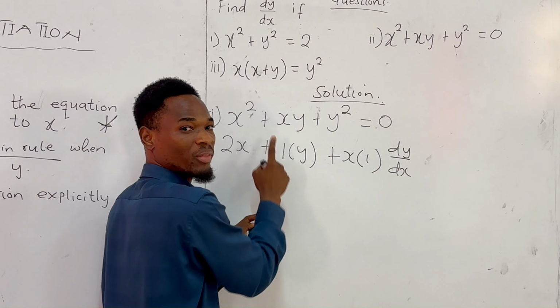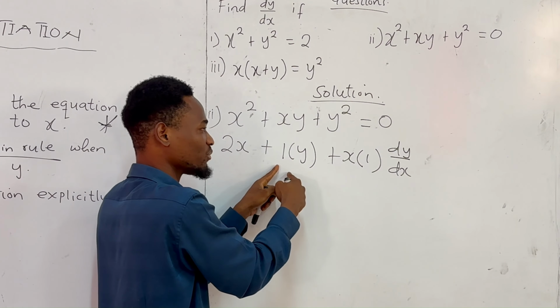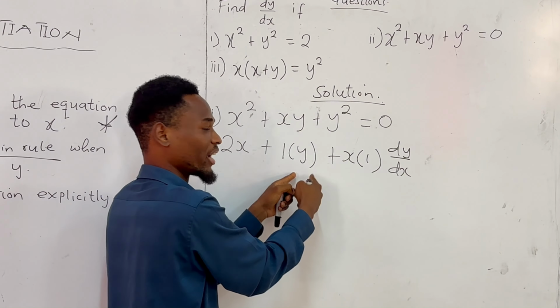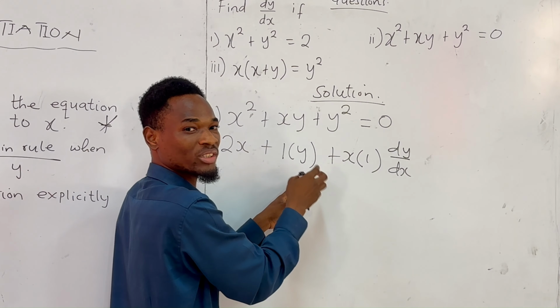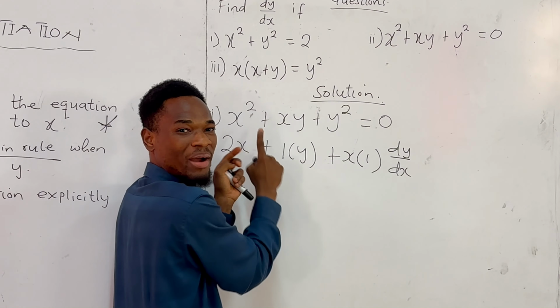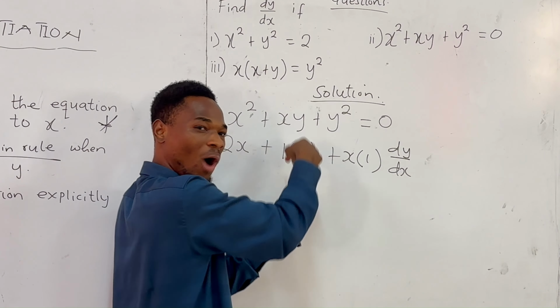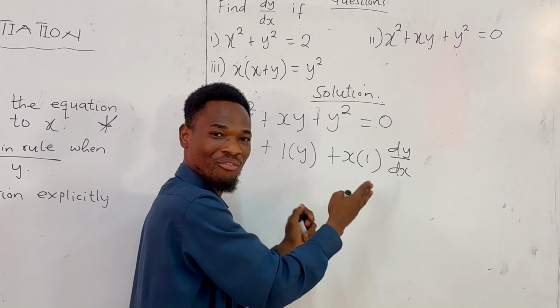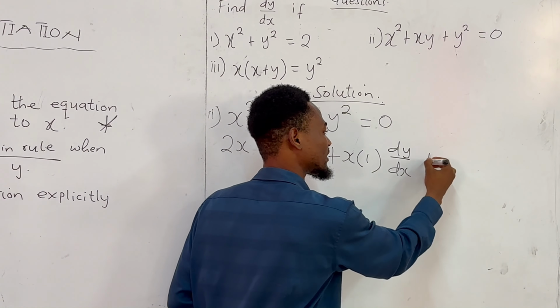In this first case, I differentiated x, so I have 1. Then the 1 multiplies y. So I don't have to add dy/dx because I'm not differentiating y. Then plus, I maintain my x because I'm differentiating y, and I add dy over dx.